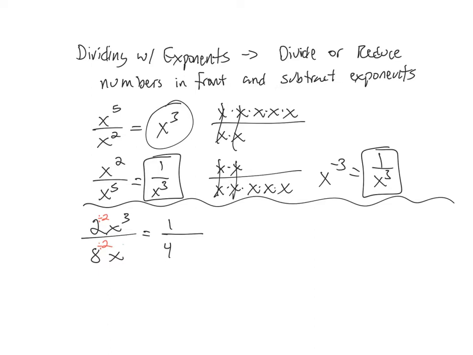So remember that if there's no exponent, it's really a 1. X to the third and x to the first power. So 3 minus 1 is 2. Okay, and so if you wanted to erase the 1, you could, and just have x squared over 4. If you had 1x squared over 4, that's fine also. Either one is fine.